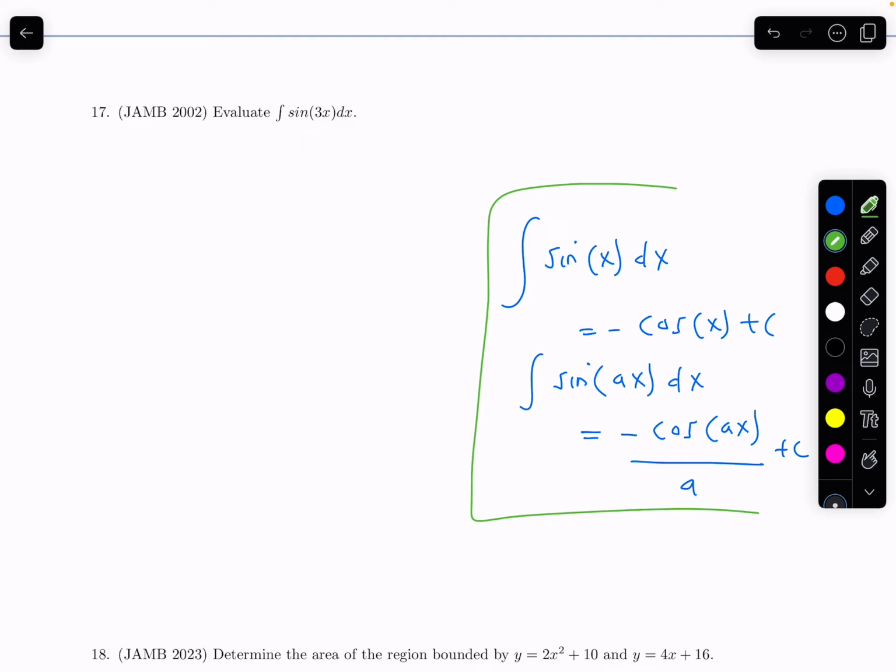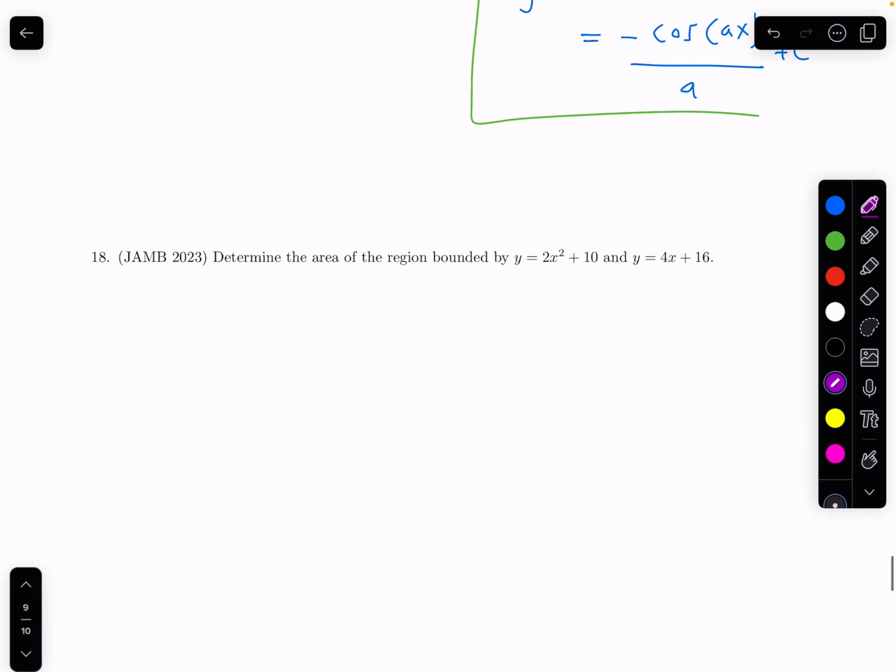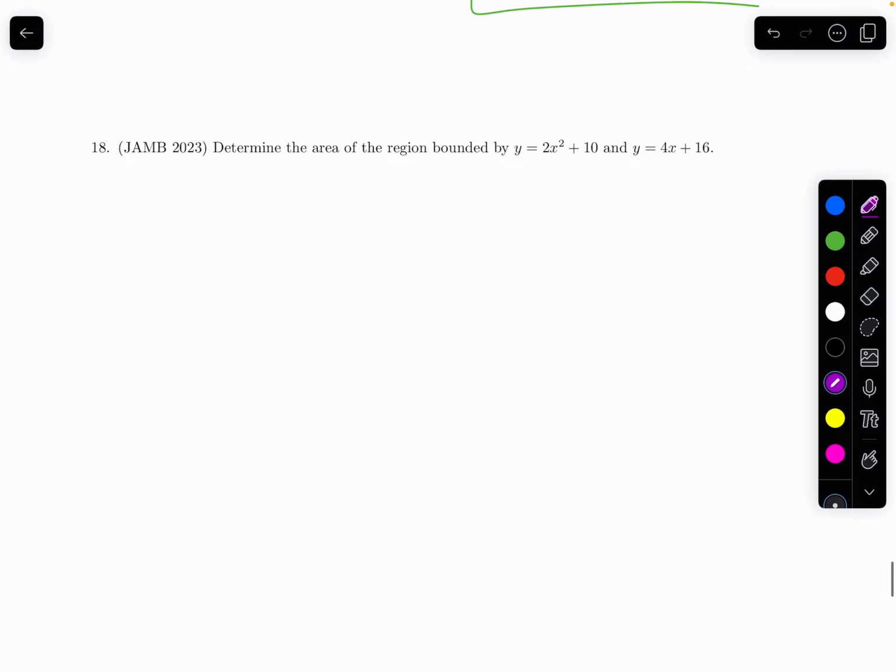If you know that, then you can easily guess the answer to this problem. This one is just going to be negative cos 3x divided by 3 plus c. Okay, I hope that is clear enough. Now let's look at this problem.